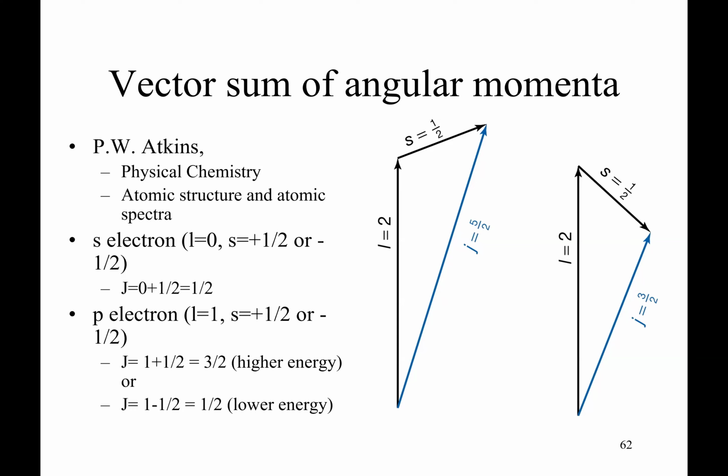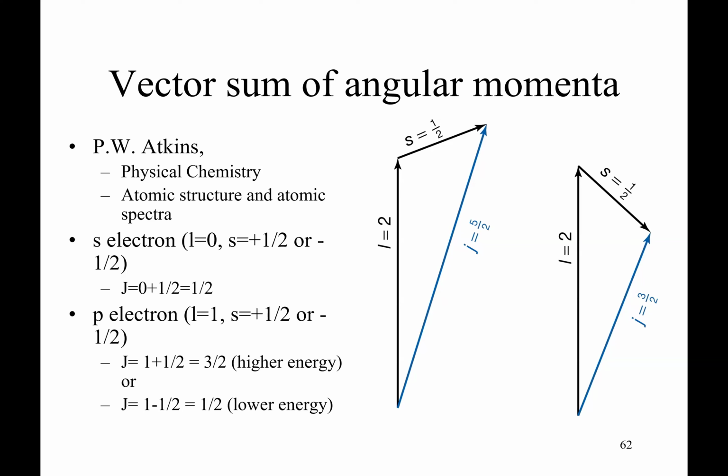So J equals L plus a half, which is a half. That's for an S orbital, just one electron. And then if the electron is in the P orbital, remember the orbital quantum number for P, the electron is L equals 1, and if it's one electron, then S equals a half or minus a half, which means you have two possibilities. 1 plus a half gives you 3 halves. So this is what you have here.